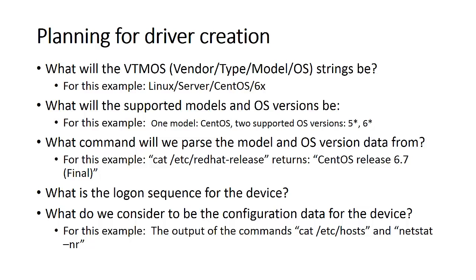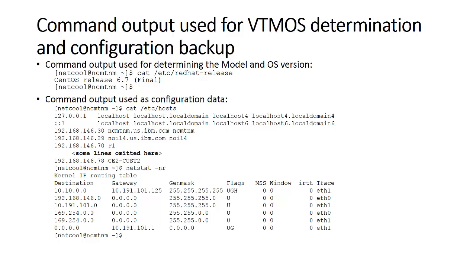You must know the sequence of prompts and responses used when logging onto the device. You will need to edit part of the driver to match some or all of that sequence. And finally, you need to decide what you consider the device's configuration to be. We need to be able to collect this data from the device and store it in ITNCM. In this example, we will capture the output of the commands cat /etc/hosts and netstat -nr. This slide provides the output of the commands used in this example for determining the device's VTM OS and for collecting the device's configuration data. You may find this data useful to refer to during the demonstration of creating a new custom standard driver.